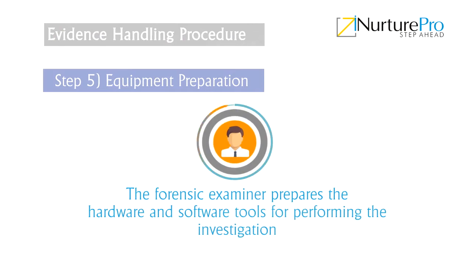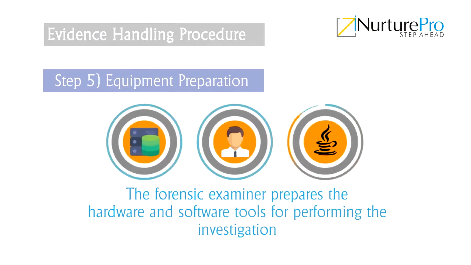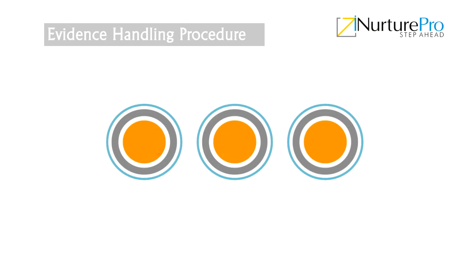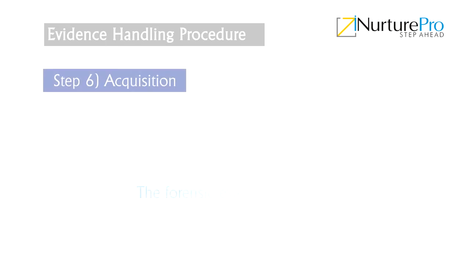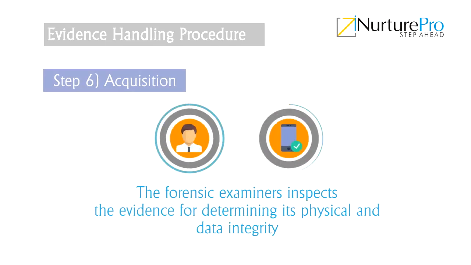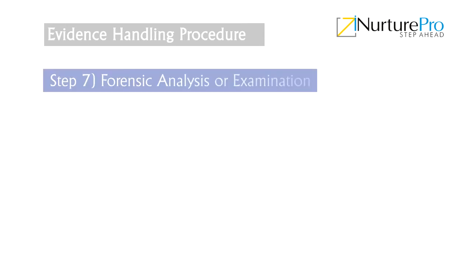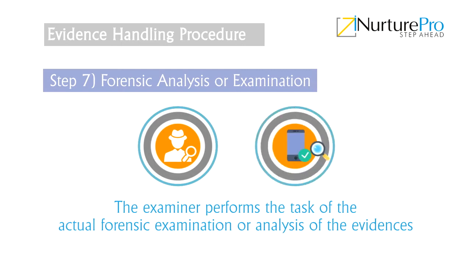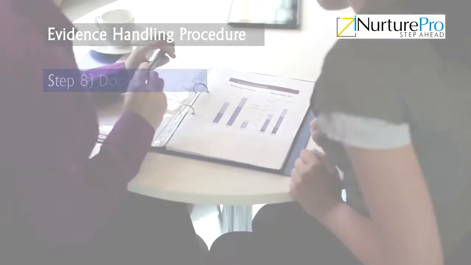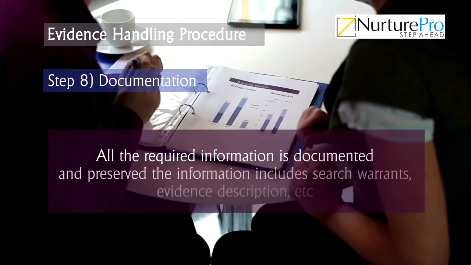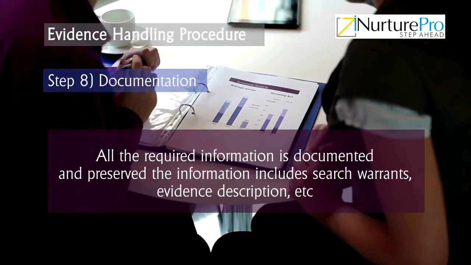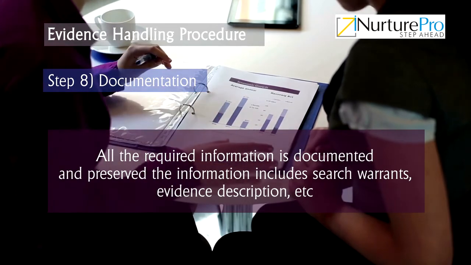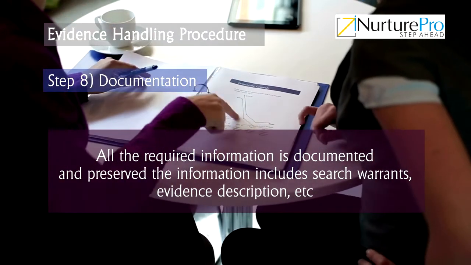The forensic examiner prepares the hardware and the software tools for performing the investigation. Step 6. Acquisition. The forensic examiner inspects the evidence for determining its physical and data integrity. Step 7. The forensic analysis or examination. The examiner performs the task of actual forensic examination or analysis of the evidences. Step 8. The documentation. All the required information is documented and preserved. The information includes search warrants, evidence descriptions, etc.